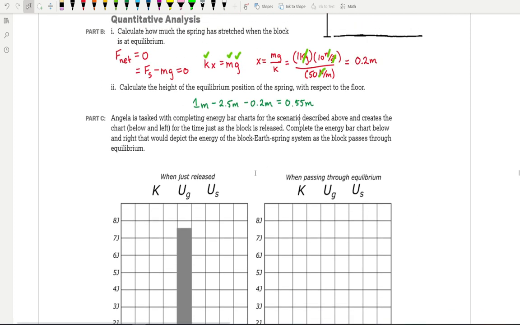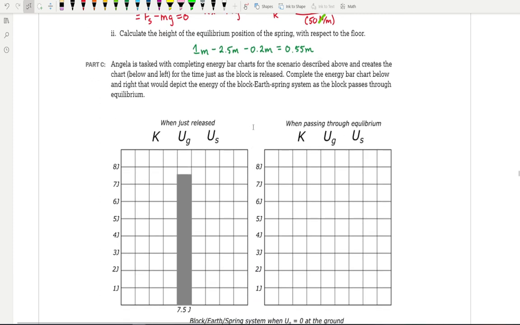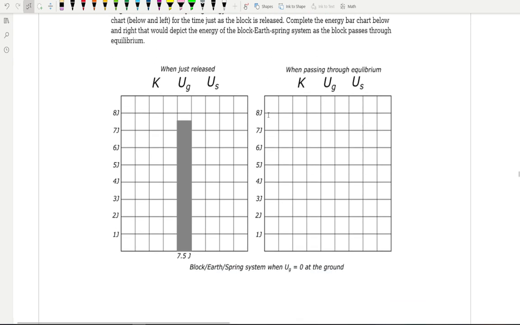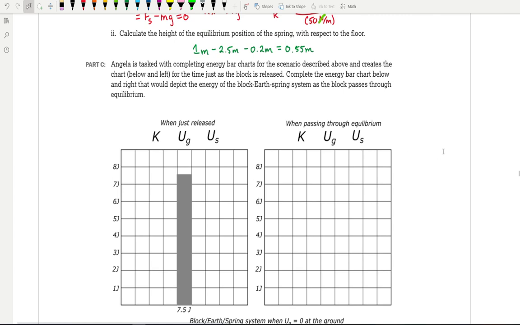That you would depict the energy of the block-Earth-spring system as the block passes through equilibrium. So it's looking for what the energy chart is going to look like right at the equilibrium position. So we're going to have to look and see how much energy we gained and how much energy we lost in this system. So let's see what we can do about this.